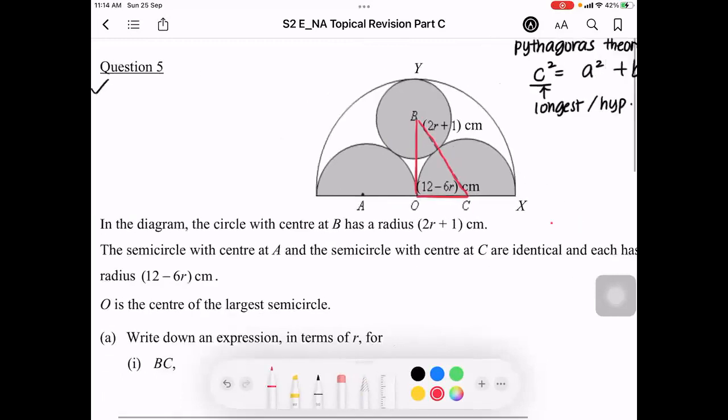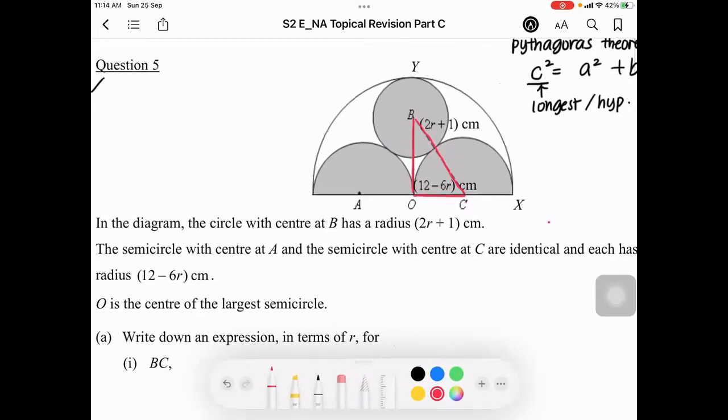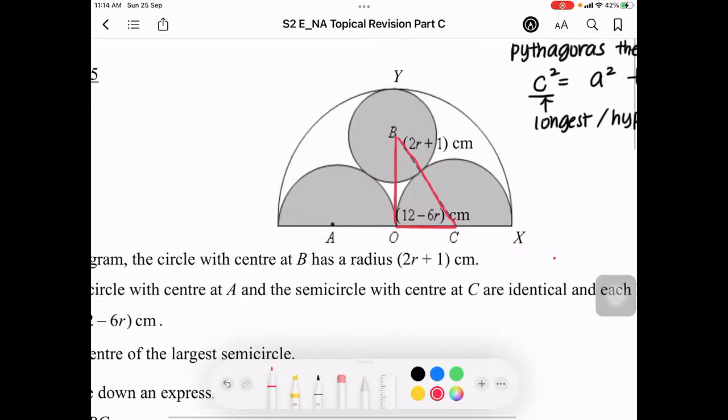Let's find the information, especially when it involves circles, we must be very careful about the radius. In the diagram, the circle with center B has a radius. B is this one here. Maybe I put blue color. Center B, this is the radius. The radius is 2r plus 1.